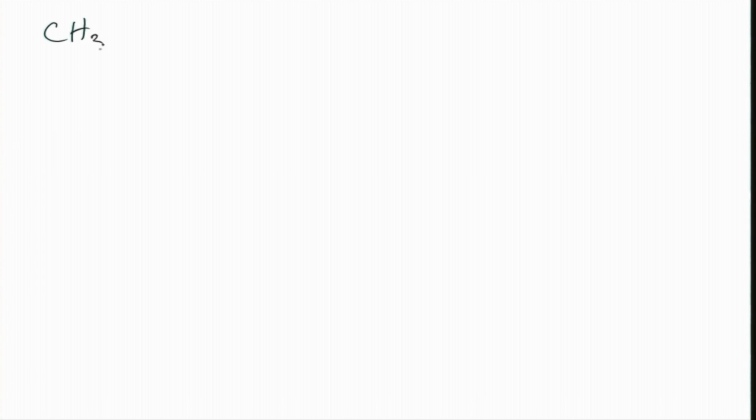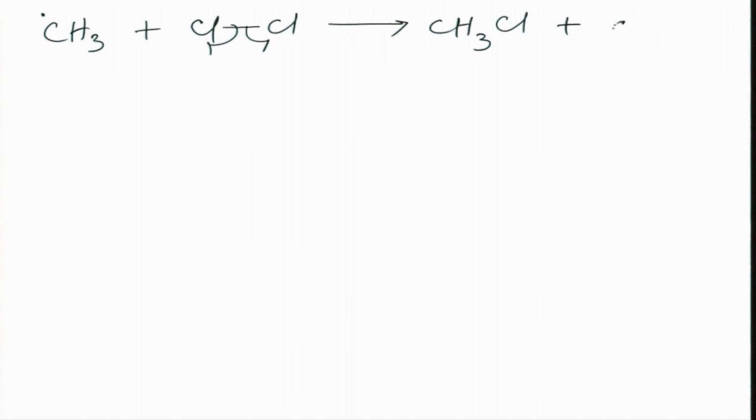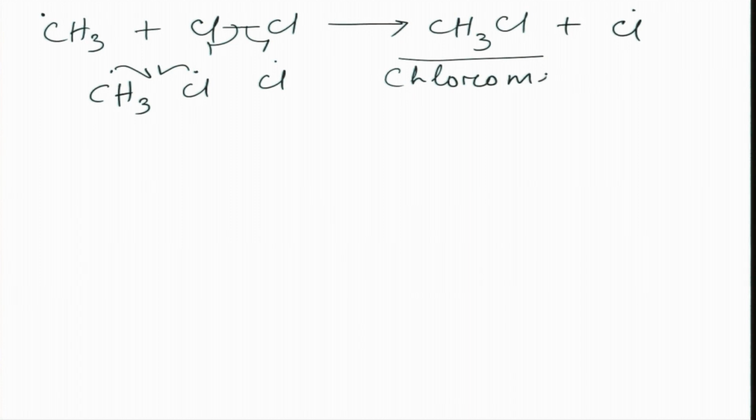this methyl free radical again breaks one chlorine molecule and forms CH3Cl plus another chlorine free radical. How? This breaks as Cl and Cl and there was one methyl free radical. These two form a bond to form this. What is this? This one is chloromethane. Okay. And one chlorine free radical.